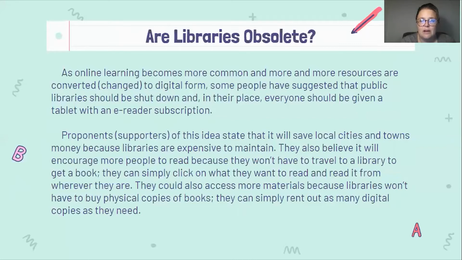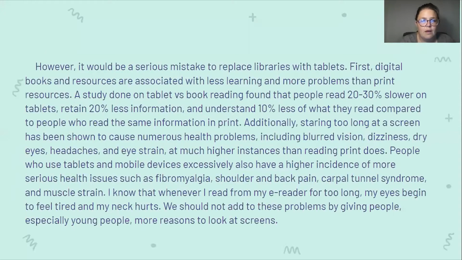They can simply click on what they want to read and read it from wherever they are. They could also access more materials because libraries won't have to buy physical copies of books. They can simply rent out as many digital copies as they need. However, it would be a serious mistake to replace libraries with tablets.